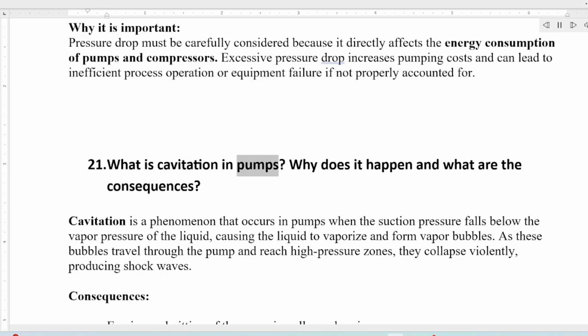What is cavitation in pumps? Why does it happen and what are the consequences? Cavitation is a phenomenon that occurs in pumps when the suction pressure falls below the vapor pressure of the liquid, causing the liquid to vaporize and form vapor bubbles. As these bubbles travel through the pump and reach high pressure zones, they collapse violently, producing shock waves.